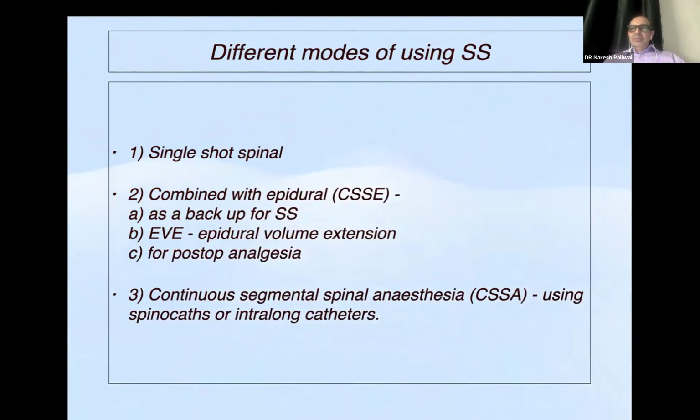The third option, just like your continuous spinal anesthesia, is continuous segmental spinal anesthesia by putting a catheter at the thoracic levels.